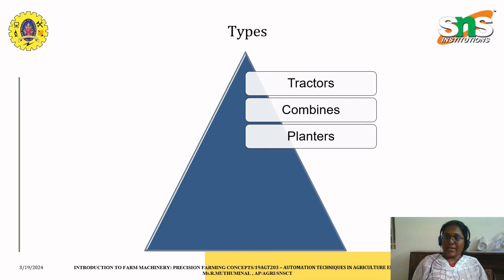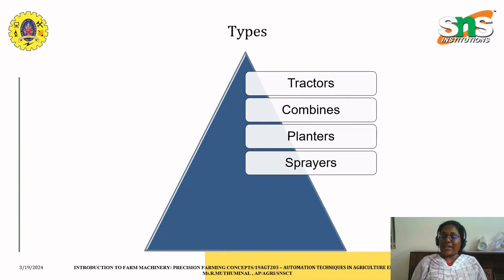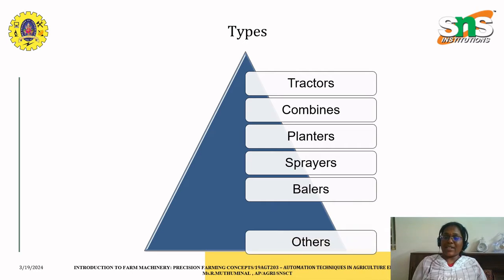The next one is planters, where vacuum operated planters or seeders are available, in which seeds or plants are sowed on the surface at certain metered distances. The next one is sprayers. These help us spray fertilizers or pesticides. Fertilizers enrich the nutrients available for crop production, and pesticide spraying helps control the pests that could occur in a field.